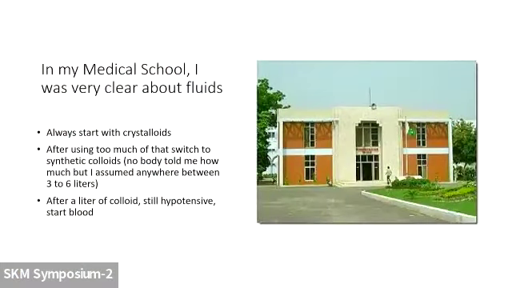So in my medical school, I was very clear about fluids. I was taught that always start with crystalloids. When you have given too much of them, switch to colloids. No one actually told me what is too much, but I assumed somewhere between 3 to 6 liters. And if the patient is still hypotensive, give blood.